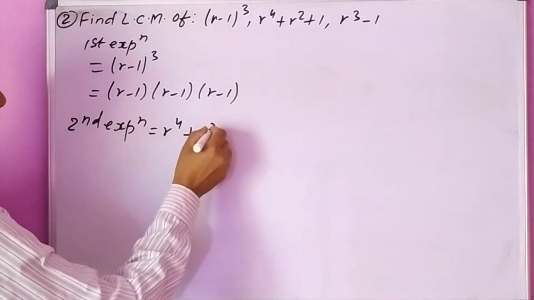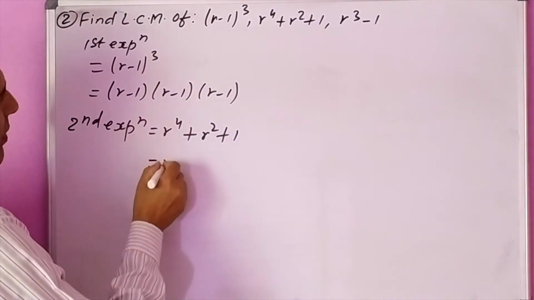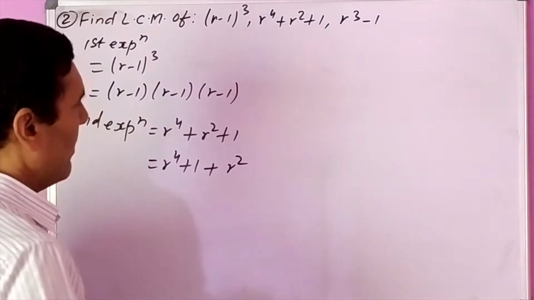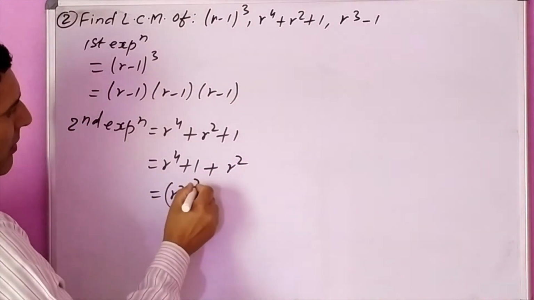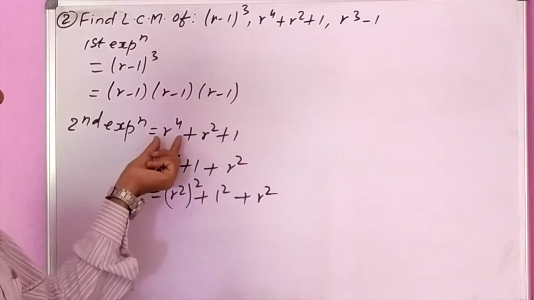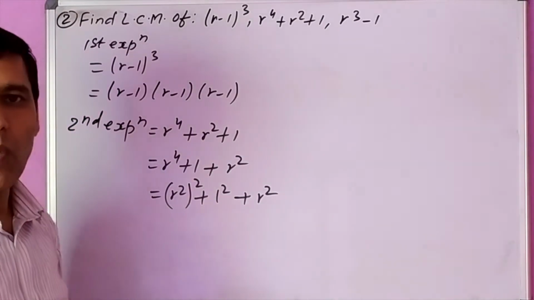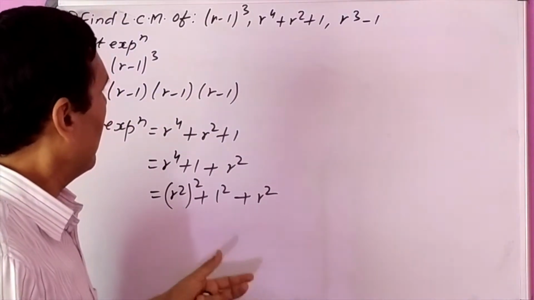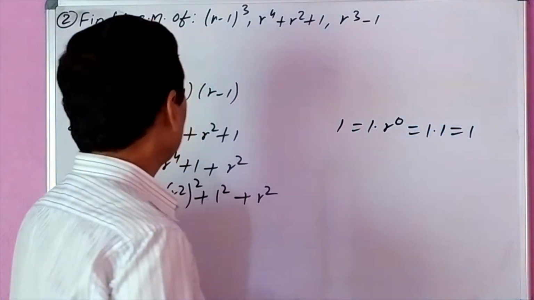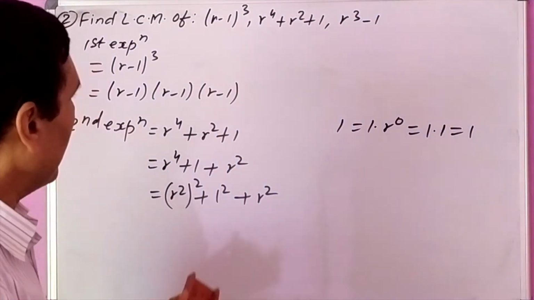Similarly, second expression r power 4 plus r square plus 1. We are familiar with this type of factorization. So r power 4 and 1 are kept together, and second power of r is kept at the last. So it is r square whole square plus 1 can be written 1 square plus r square. The greatest power of r and the least power of r, this 1 constant term, here no r, that means r to the power 0, we can say 1 is equal to 1 into r to the power 0, it is 1 into 1 is equal to 1. So if there is 1 only, there is r to the power 0 with this 1 in multiplication form.